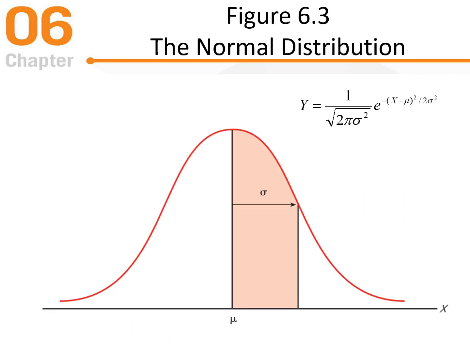Here's the normal distribution equation. Y equals 1 over the square root of 2 pi sigma squared times e raised to the negative x minus mu squared over 2 sigma squared power. So that is a mess, right? So we're not doing this in this class. We're not going to basically integrate the curve. So that's what you'd have to do here.